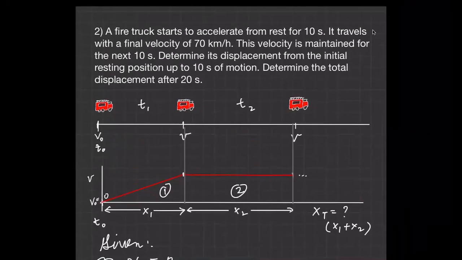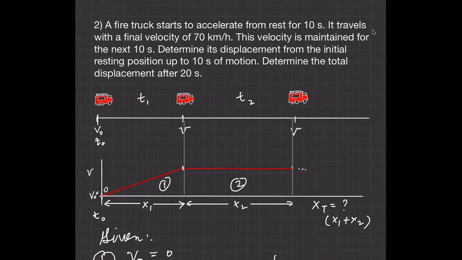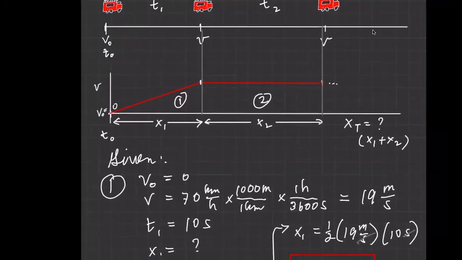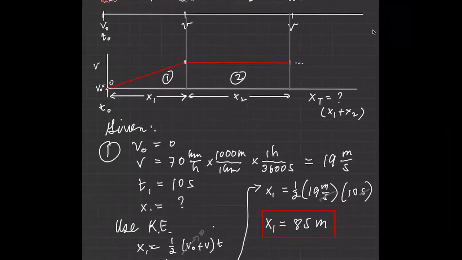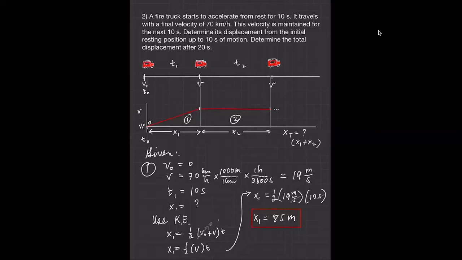Now for the second question: determine the total displacement after 20 seconds. So it's the whole run already. We determined that, and now this one. Let me erase my notations there. So let's continue with segment number 2. I think this is 95. I just verified it. Earlier, I used my mental calculation. So you always have to double check your answer, make sure you get it correctly. So this is 95 meters. You can verify that as well. So let's now go to segment number 2.